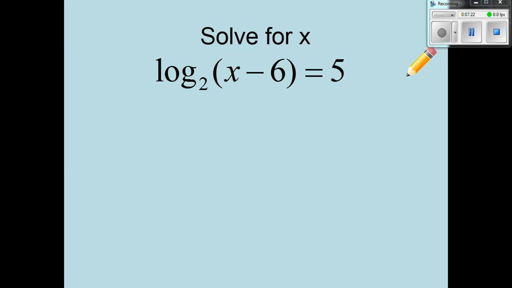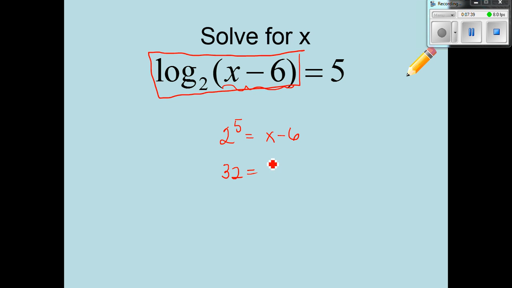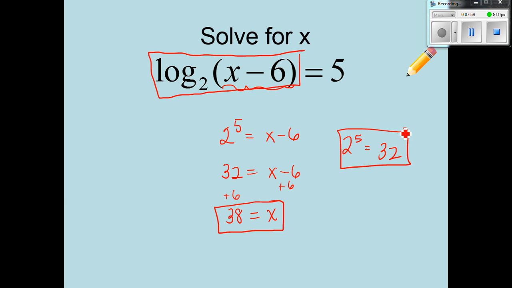Okay, let's do another one. Again, this whole thing is a part of the log because there's parentheses. So I'm going to go ahead and rewrite this in exponential form right away. 2 to the 5th power is equal to x minus 6. 2 to the 5th power is 32. X minus 6. And I add 6 to both sides. And I get 38 is equal to x. If I plug that back in, 38 minus 6 would be 32, and 2 to the 5th is definitely 32, by using your yellow sheet and having that handy.